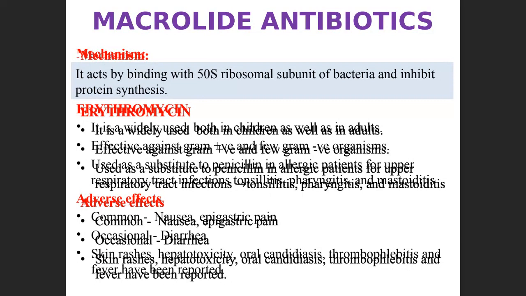Adverse reactions are nausea, epigastric pain, occasional diarrhea, skin rashes, fever, candidiasis, thrombophlebitis, etc. Thrombophlebitis, as you might know, is the formation of a blood clot in the veins. It usually occurs in the legs.